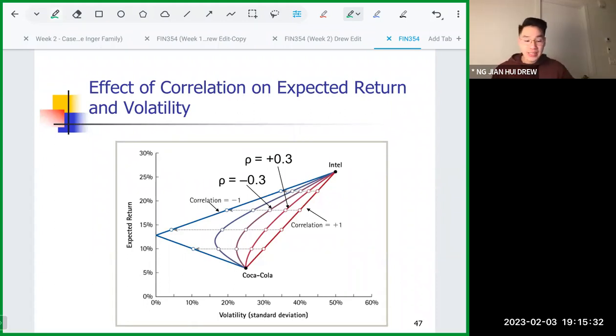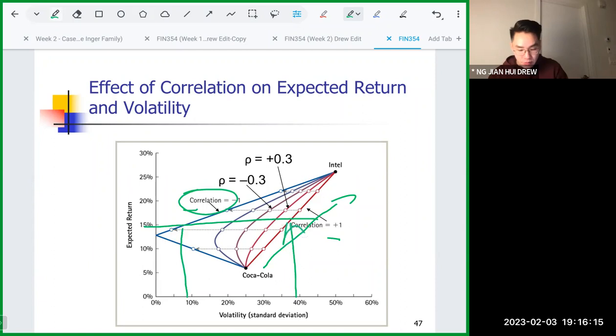Okay, another way to think about it is, let's look at the graph here. So there is plus one here and minus one. Let's look at plus one first, the easier to understand graph. So the plus one graph is like this. So what does it mean? Let's look at one expected return, let's say 15%. For 15% return, do you notice that at negative one correlation, the volatility is so low compared to plus one? At plus one, your standard deviation is 40%, but if your correlation is negative, it becomes around 8%.